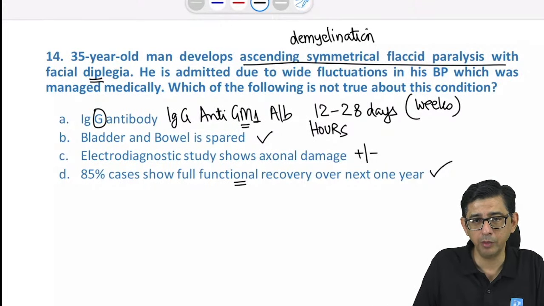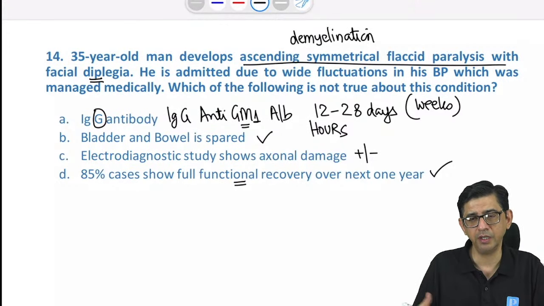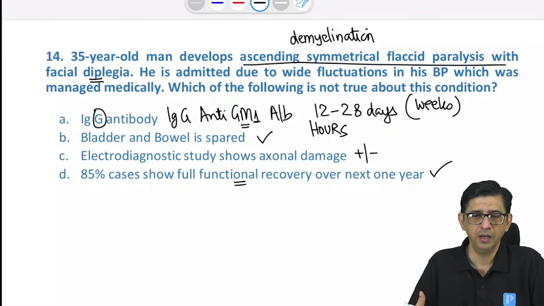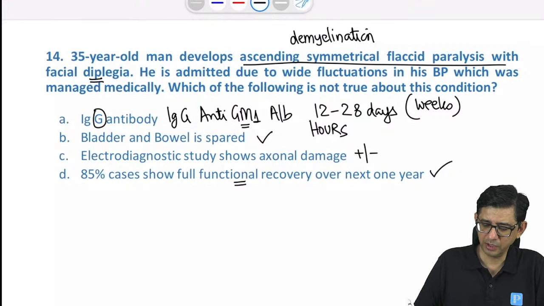Some people may not be able to resume gym activity, but at least functionally speaking, taking care of personal hygiene, making, let me say, a cup of tea for yourself, or any routine small things, this guy can be doing. The correct answer for this one is option number C.